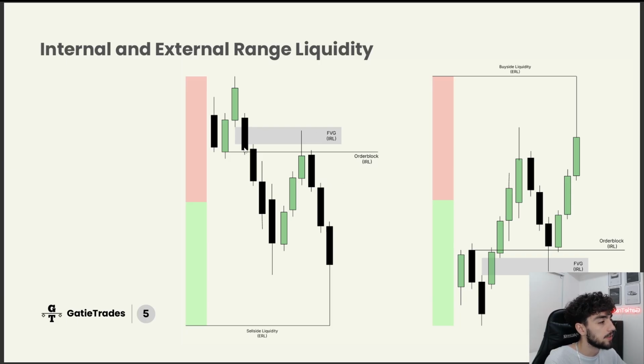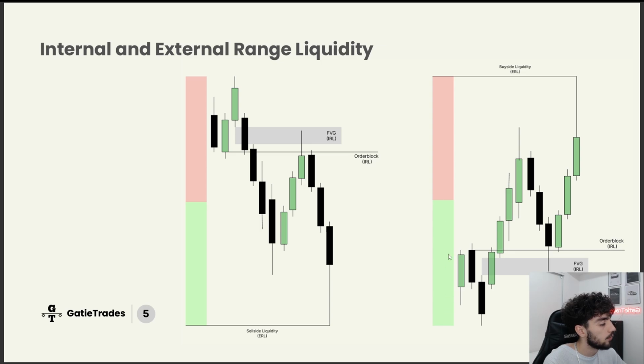So for example, here you have an established range by this purple and green box. So imagine this is your trading range. You can see at the low of the range, we have sell side liquidity, which is external range liquidity. And over here, we have the high of the range. So you can see price trades into this internal range liquidity pool, which is a fair value gap and an order block. And then we seek external range liquidity, which is the sell side liquidity resting here. Same thing on the other side.